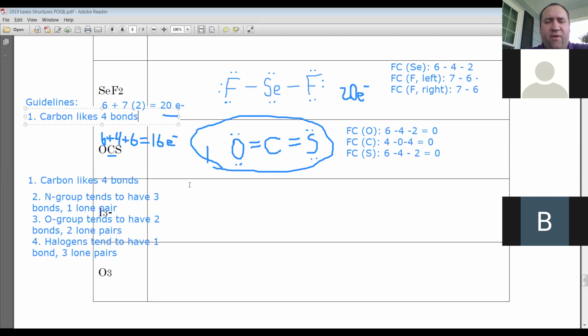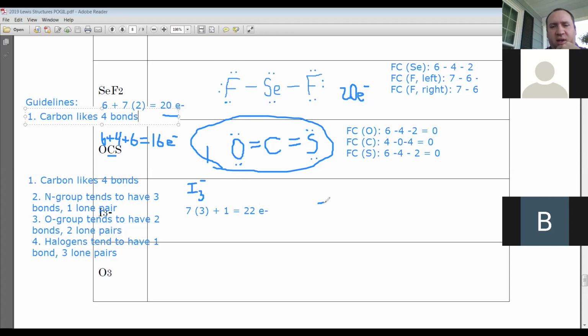In our next one, we have I3 minus 1. So we have the triiodide ion, I3 with a -1 charge. From this standpoint, we've got 7 valence electrons times 3, and the charge, -1, gives us an additional extra electron. So in total, we have 22 electrons in this structure.